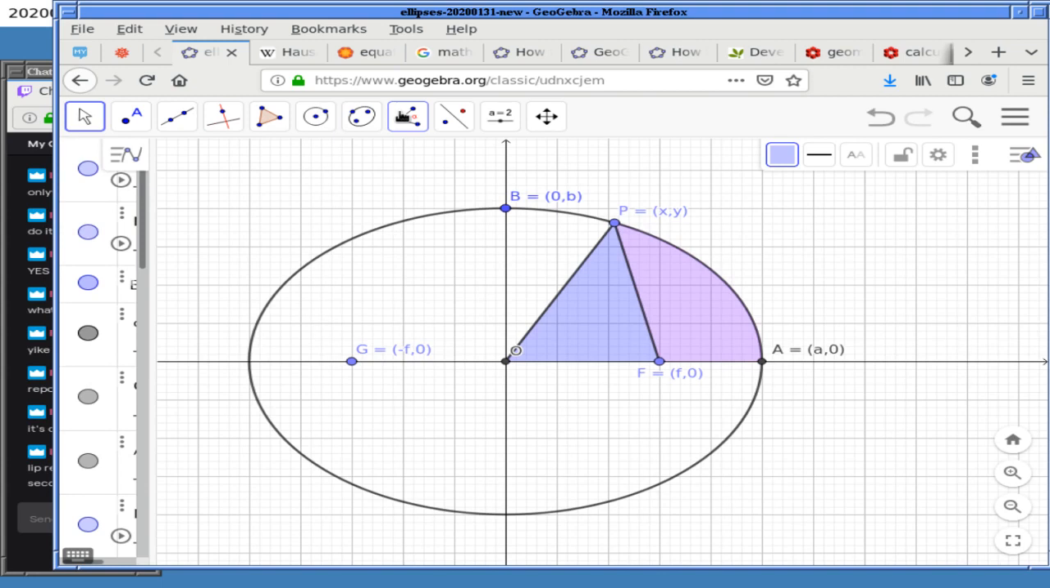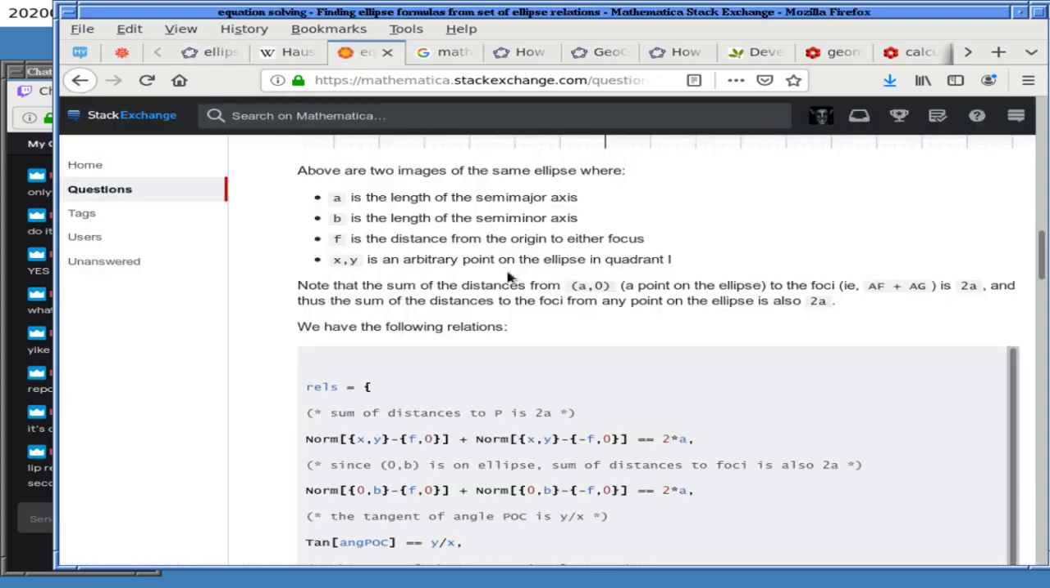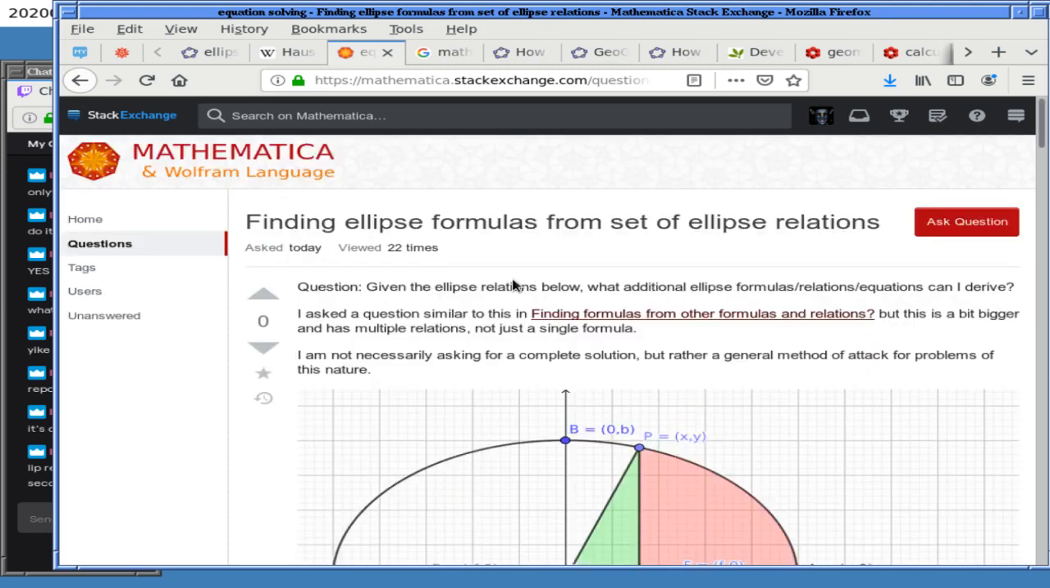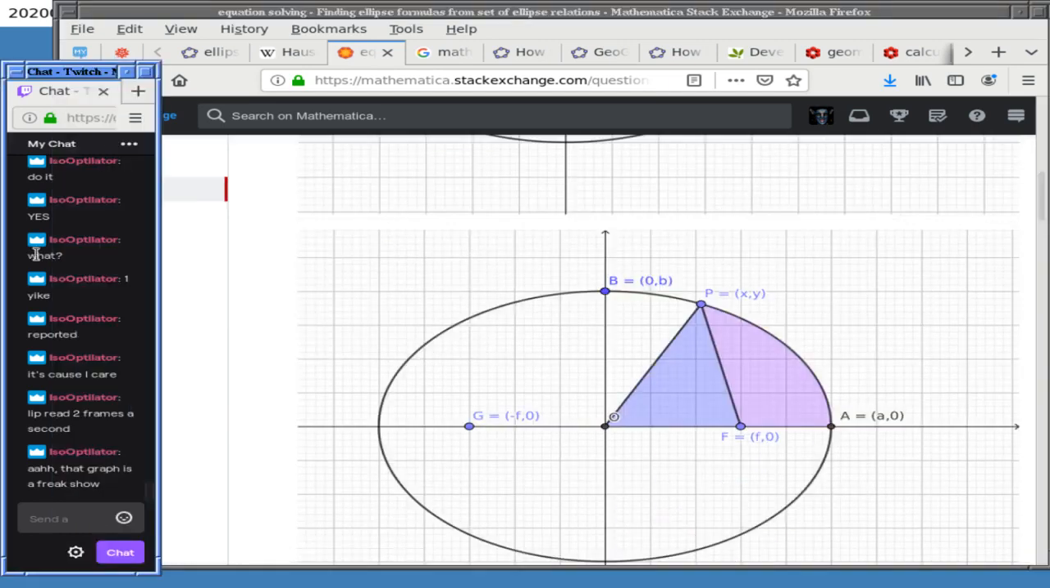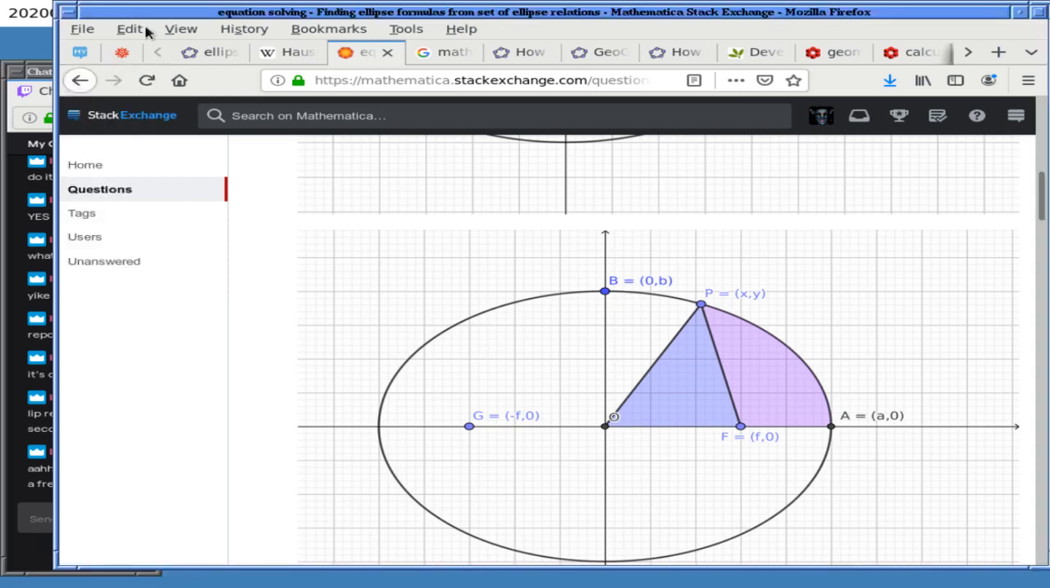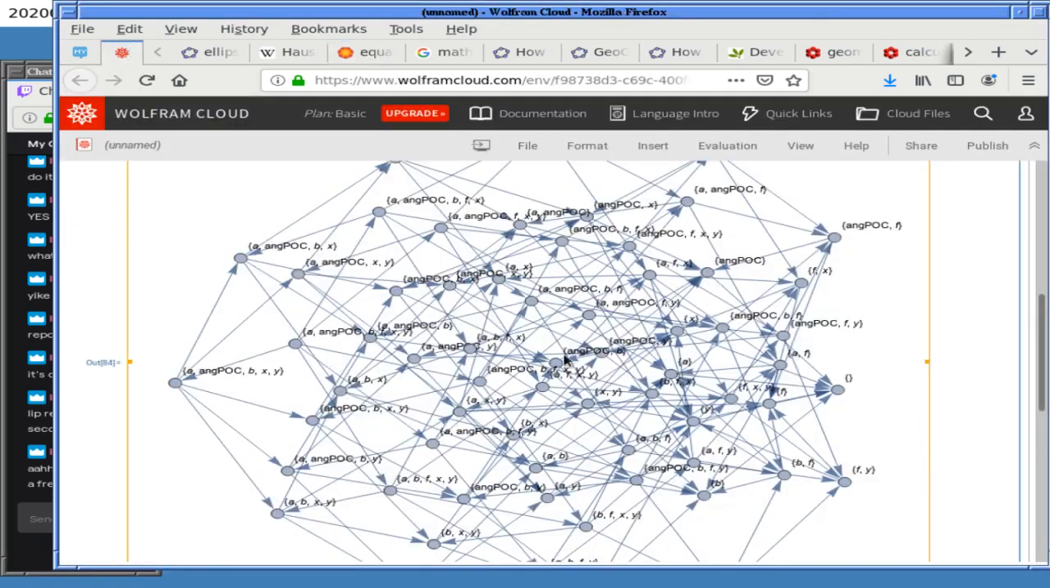Okay. I am now coming down with my beautiful ellipse picture. Ellipses. Okay. I feel better now. Pretty, pretty ellipses. Yeah, this graph is a freak show. Believe it or not, though, looking at the graph, it is a terrible graph to look at, but that's actually not my goal.